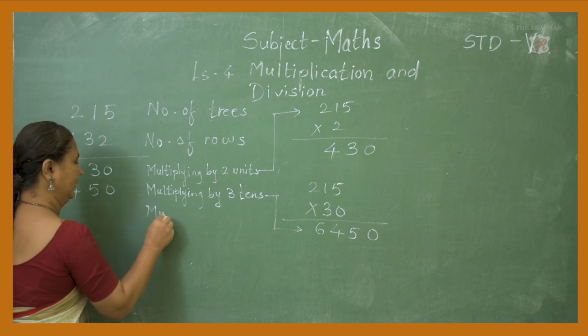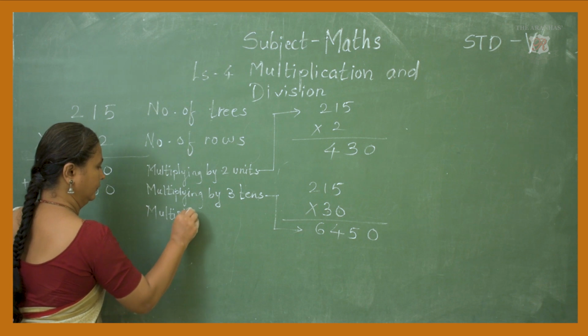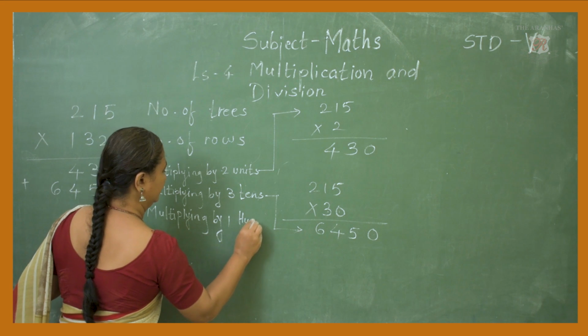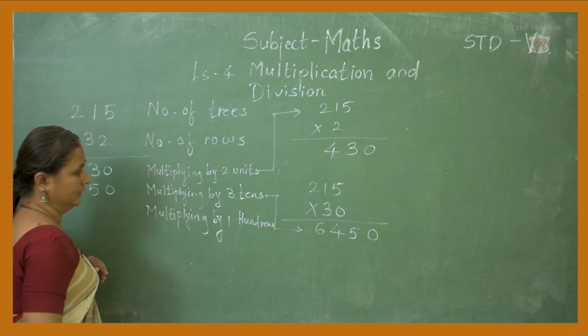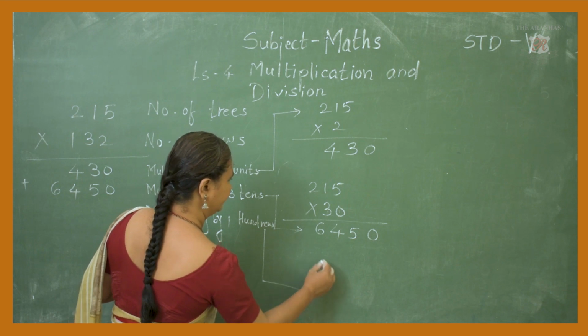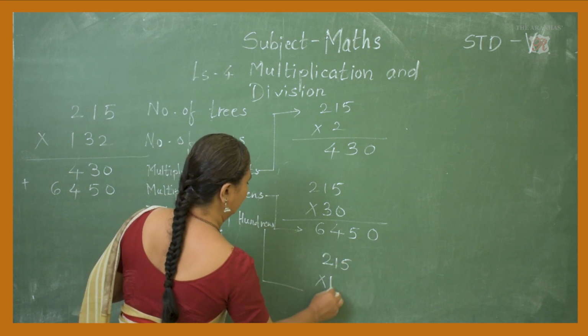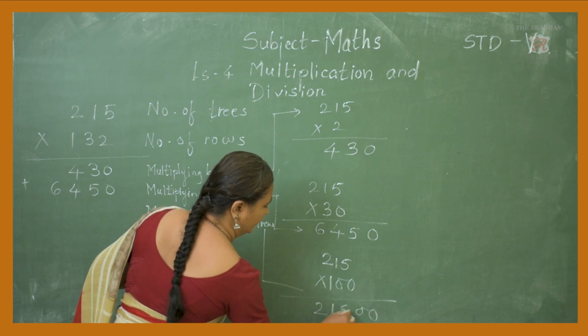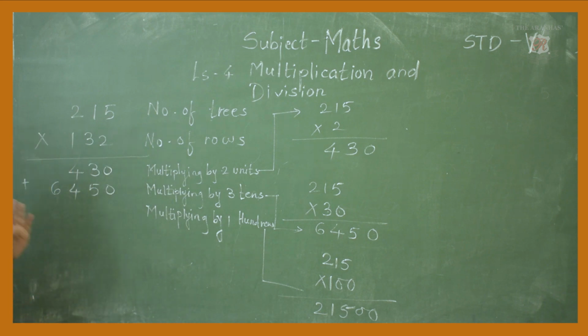Now what is left? Here multiplying by 100. Isn't it? So start to multiply. 215 into 100. Again take these two zeros and 215. Okay, as it is because 215 ones are 215. So directly I need 215 there. Okay, so write that 0 0 and this 215.